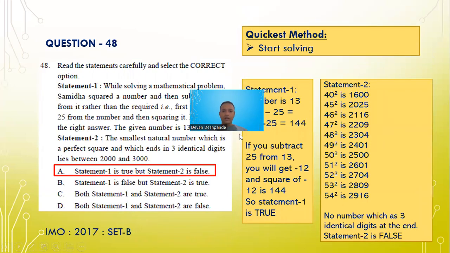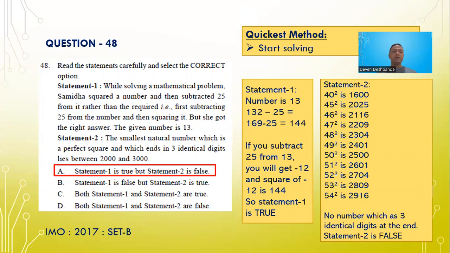Question number 48. Read the statements carefully and select the correct option. While solving a mathematical problem, Samhita squared a number and subtracted 25 from it rather than the required, that is, first subtracting 25 from the number and squaring it. But she got the right answer. The given number is 13.